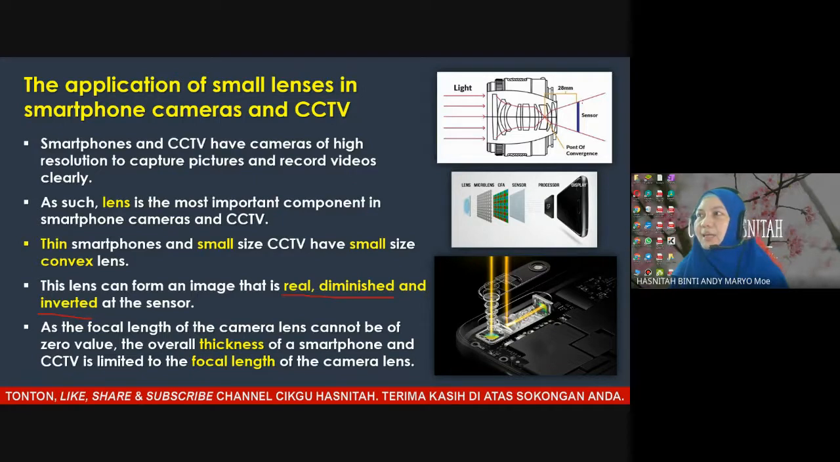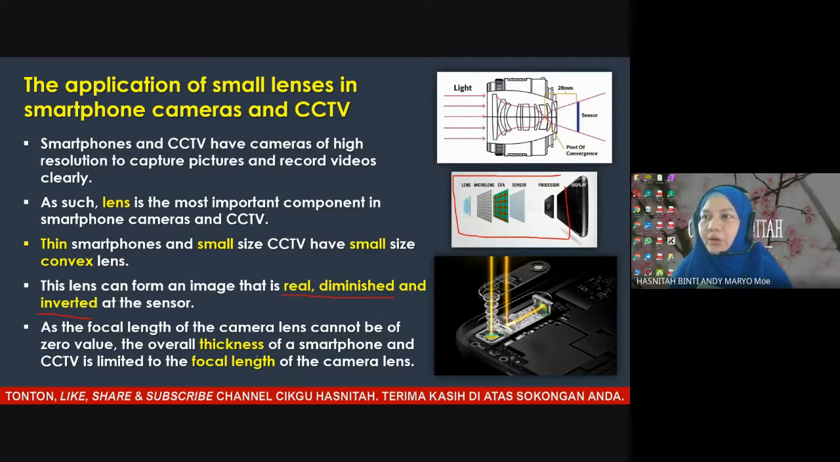You can see the sensor is here. This is where the light enters in front of the camera. This is the sensor where the image appears. So kalau you tengok di sini your smartphone, this is the layer it has inside. Multiple layers of lens structure. Then the last point you see, as the focal length of the camera lens cannot be zero value, so the overall thickness of a smartphone, you can measure what is the thickness of your smartphone.